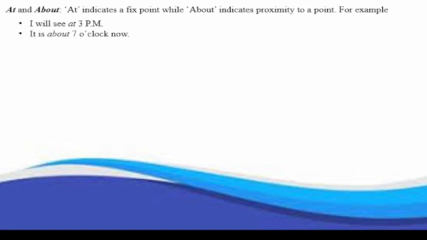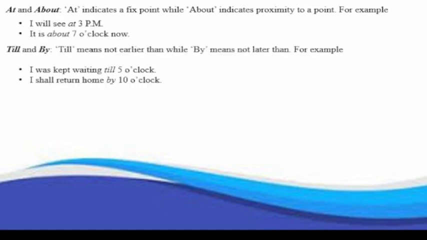6. At and about. At indicates a fixed point, while about indicates proximity to a point. For example, I will see you at 3 p.m. It is about 7 o'clock now. 7. Till and by. Till means not earlier than, while by means not later than. For example, I was kept waiting till 5 o'clock. I shall return home by 10 o'clock.